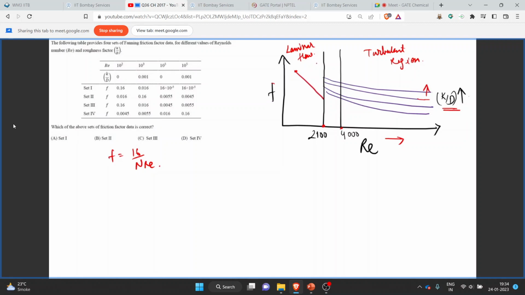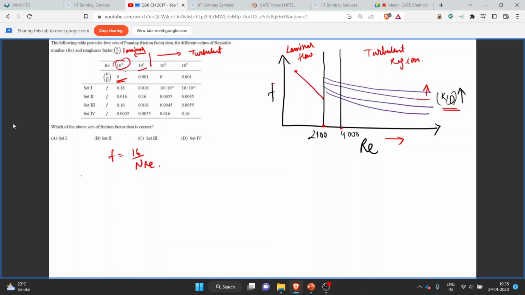First of all, we can use this information on laminar flow. Laminar flow is characterized by a Reynolds number less than 2100. So for the first and second cases, the Reynolds number is less than 2100. We can see that this side is laminar flow and this part is turbulent flow. For laminar flow, we can calculate the Fanning friction factor as 16 upon NRE. For laminar flow, the roughness factor won't play much role, so we can simply use this correlation to calculate the friction factor.